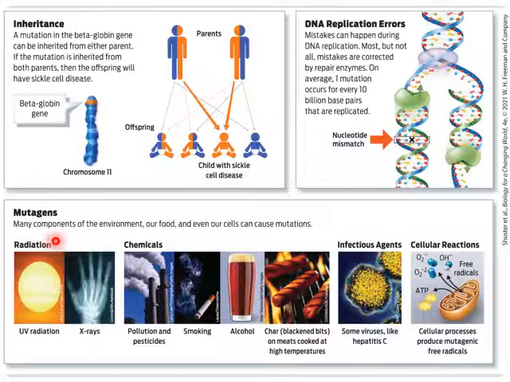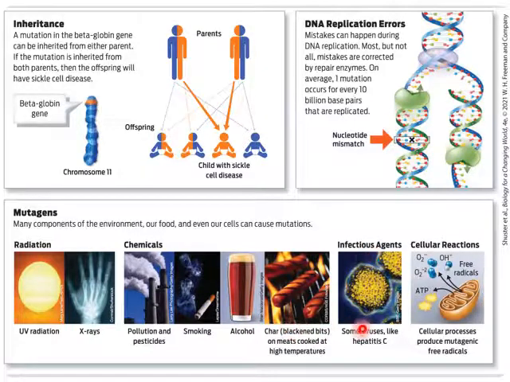And last but not least, we have mutagens. There are lots of different components of the environment, our food, and even our cells that can cause mutations, and things that we can do to our body that aren't optimal, right? Like receiving radiation, if you're constantly getting x-rays, UV radiation is obviously terrible. Chemicals, pollution, pesticides, smoking, alcohol, char.